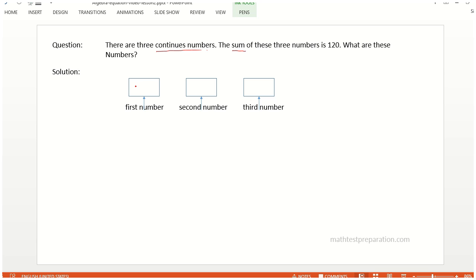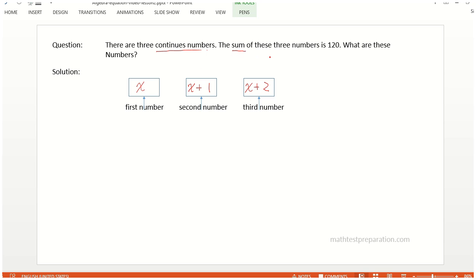Let the first number be x. The second number, because they are continuous numbers, is x plus 1. The third number is x plus 2.